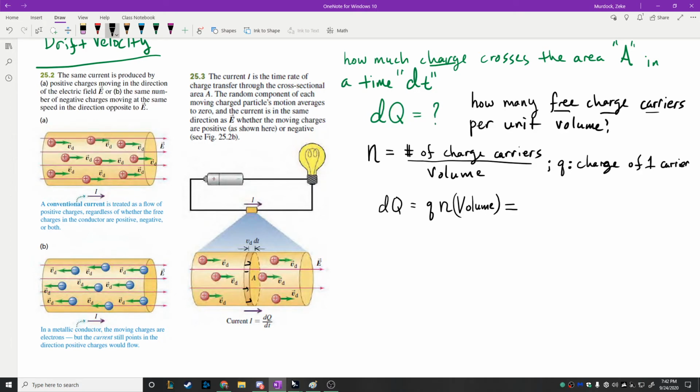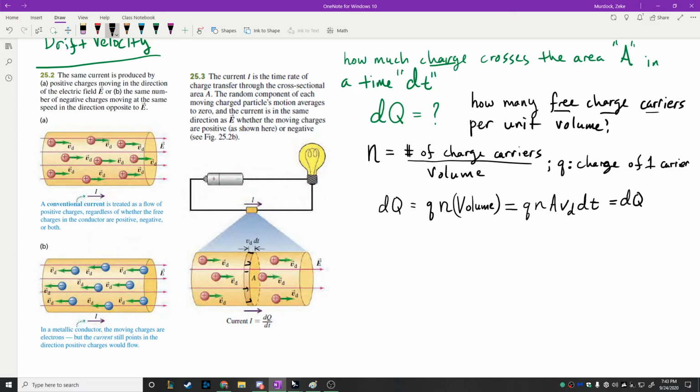Okay, so what's this going to be then? We're going to leave Q defined as just the charge of one carrier. Little n is, again, the number of charge carriers per unit volume. The volume will be the volume of this little slice right here, because we want to know the amount of charge that flows through in some time dt. The volume of that slice would be the area multiplied by this distance here, which is drift velocity times dt, and that's equal to the amount of charge that flows across that area in a given amount of time.